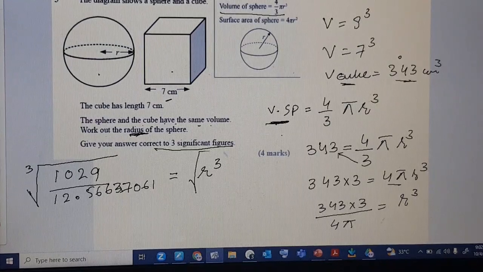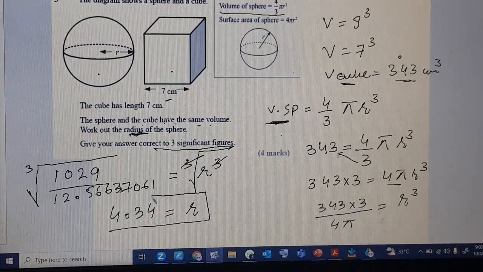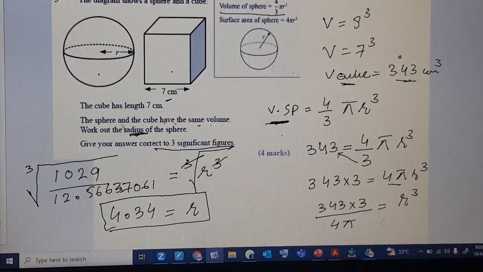So when you take the cube root on this side, this cube will be cancelled with the cube root, and the cube root of your answer is going to be 4.34. So 4.34 is the radius of my calculation, the radius of the sphere.